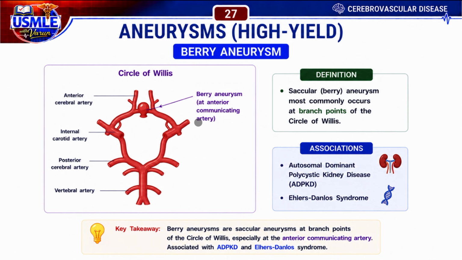Now, coming to aneurysms. Aneurysms are something that are very highly tested on the USMLE. So, berry aneurysm is the first thing that we need to discuss. These occur usually at the circle of Willis. It's usually associated with polycystic kidney disease, connective tissue disorders like Ehlers-Danlos syndrome. So, saccular or berry aneurysm most commonly occurs at branch points of the circle of Willis. This is associated with autosomal dominant polycystic kidney disease and Ehlers-Danlos syndrome.